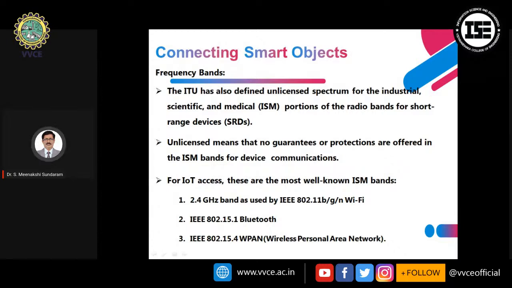For IoT access, the most commonly well-known ISM bands are the 2.4 gigahertz band used by IEEE 802.11 b/g/n Wi-Fi, and IEEE 802.15.1 Bluetooth, and 802.15.4 WPAN, wireless personal area network. So these are the three main well-known or most common ISM bands.